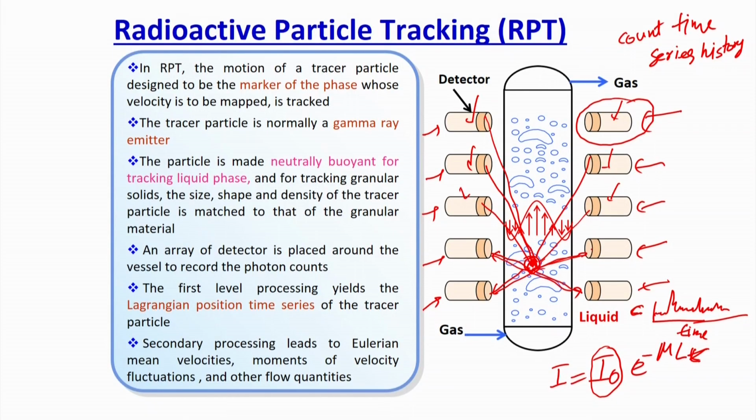When I am acquiring the photon counts with time, I can find out how the tracer particle position is changing with time. It means I can convert this in terms of position. So, I can get the Lagrangian position time series of the particle, and from there I can find out the local velocity of the tracer particle by using simply delta x by delta t is equal to velocity.